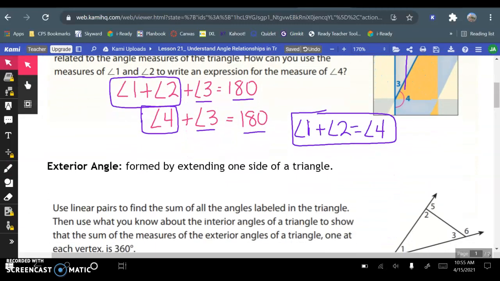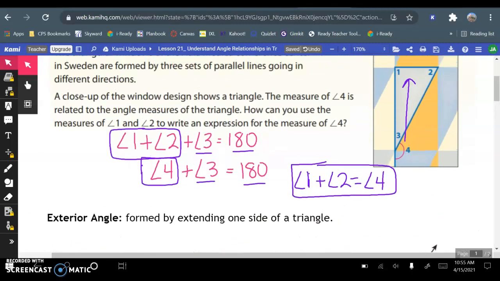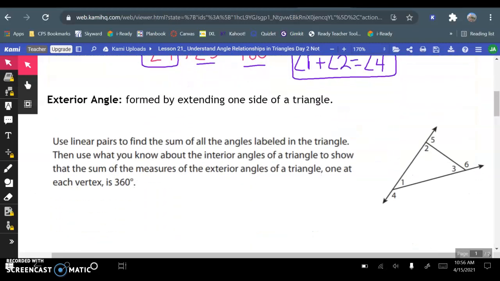Now that outside angle is what we call an exterior angle. It's formed when we extend one side of the triangle. So they've extended that triangle at angle 3 there, and it forms that angle number 4. So that's called an exterior angle. So the exterior angle is equal to the two opposite angles inside of the triangle.